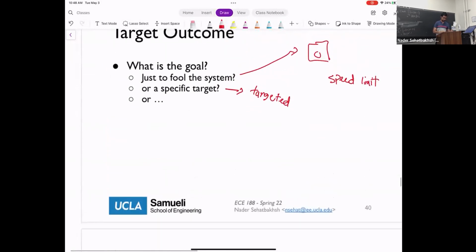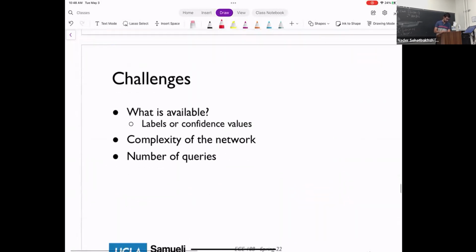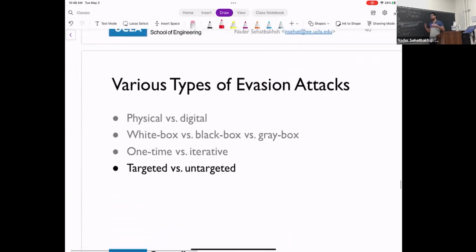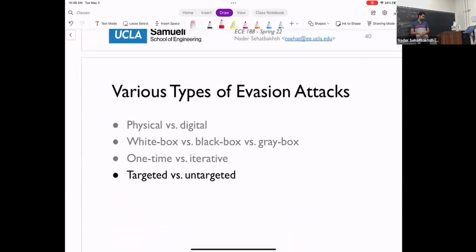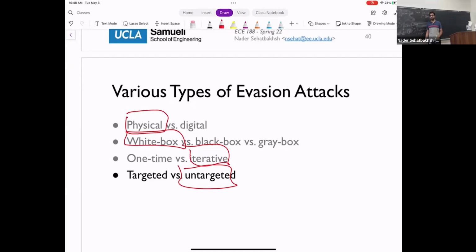So this is basically what I just said, targeted versus untargeted. And this is just a generic idea of the attacks: physical versus digital, white box versus black box versus gray box, one time versus iterative, and targeted versus untargeted. So you can have a combination of all of these. You can have a physical, white box, iterative, untargeted attack, for example. You can have a gray box, physical, iterative, untargeted attack, and so on and so forth. But there are huge, different groups of attacks that the adversary can do.